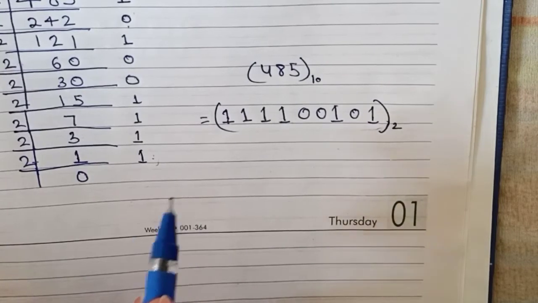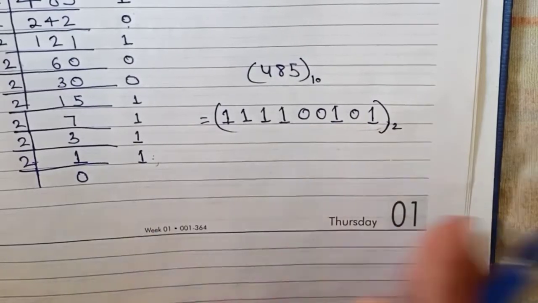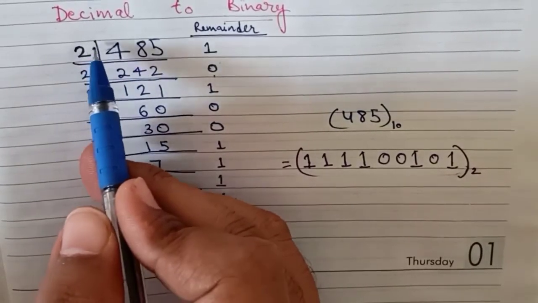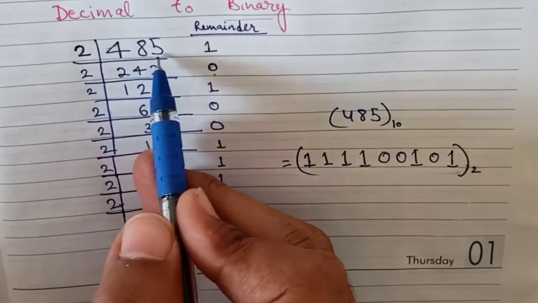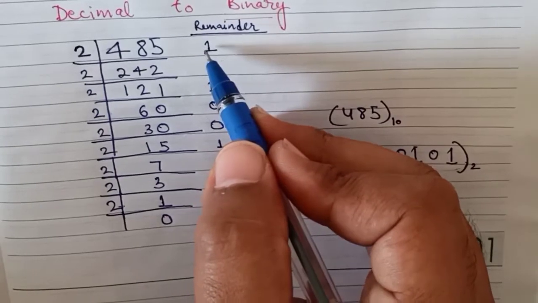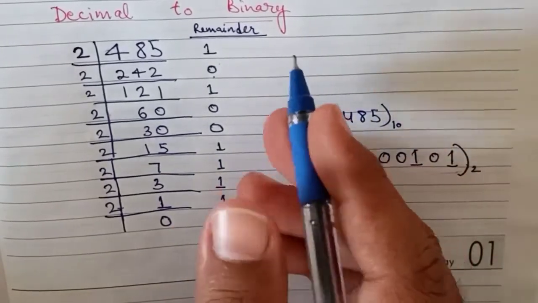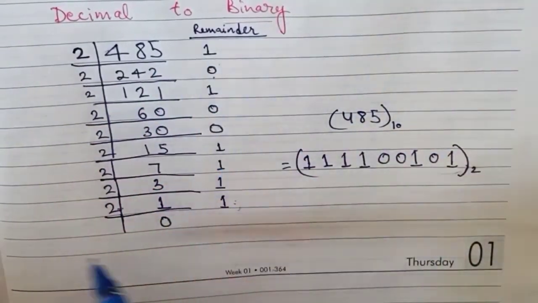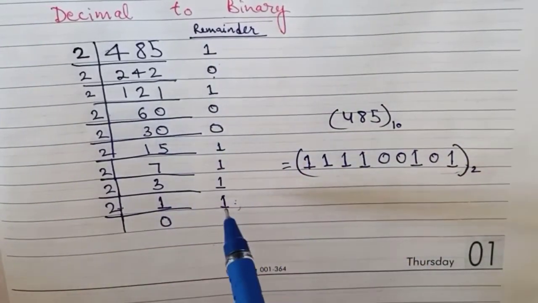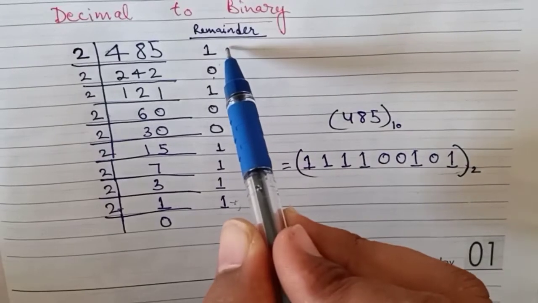I hope this conversion is clear to you. If it is not clear, then I would suggest you try it once again on your copy using pen and paper. We did nothing special. We took the decimal number and kept dividing it by 2, and whatever remainder we get in each step, we keep writing on this side or wherever you want. You are only concerned with the string of ones and zeros that you get, and you note it down from the last remainder to the first remainder.